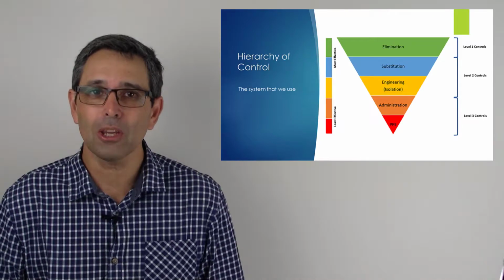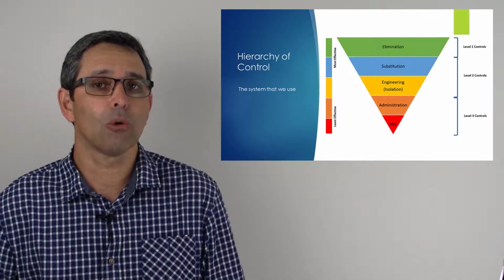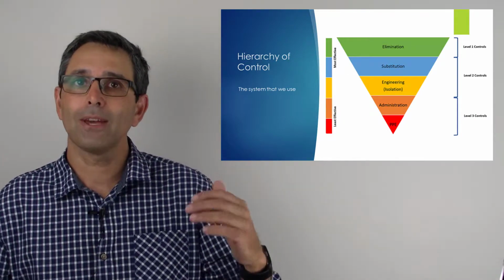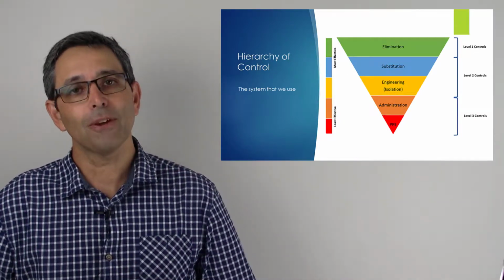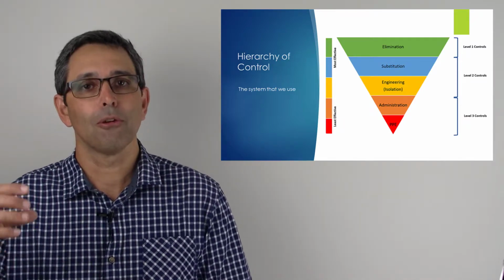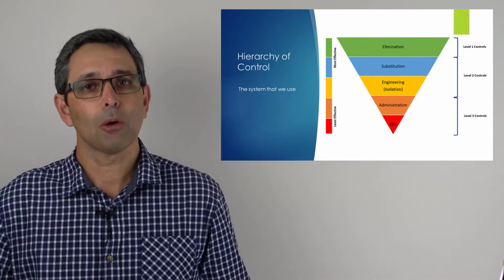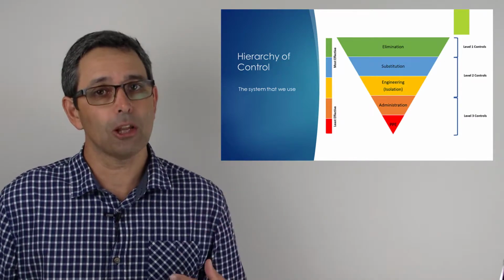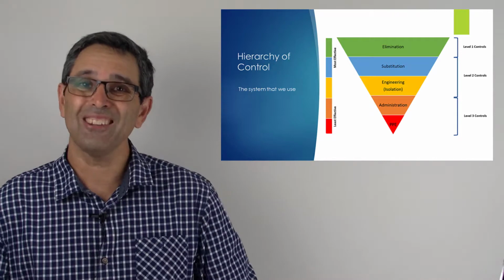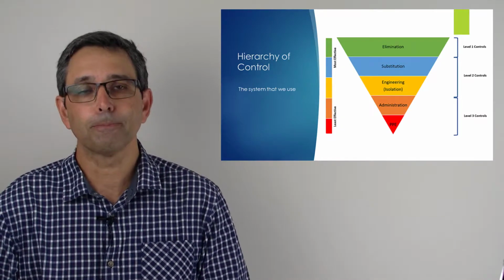So the hierarchy of control is really just a cascading list of ways that we can control risk, the top being the most effective and the bottom being the least effective. And we've got to come up with a combination of risk controls from the hierarchy that's going to be the best way to control our risk. So I want to just move on through and have a look at each element of the hierarchy of control so that we can understand what they mean and use that to push us towards better risk control.